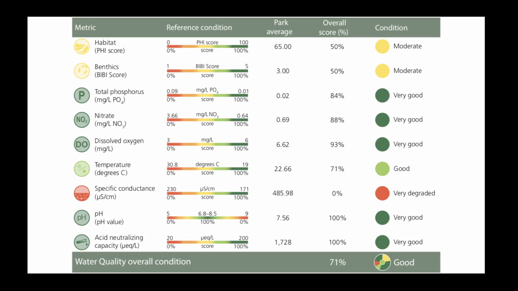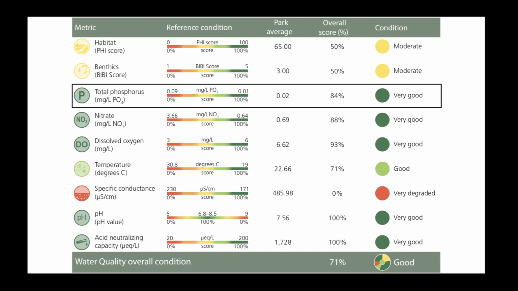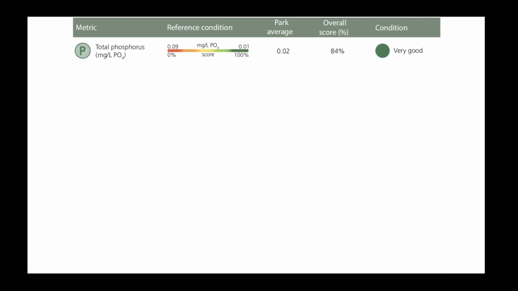I will use the total phosphorus indicator to show you how the scoring process works for a hypothetical sample park. For RAMS, this scoring process is applied to each indicator in each park. When we look at the reference condition for this indicator, the target reference condition is an average of 0.01 milligrams of phosphorus per liter of water. If there is 0.01 milligrams per liter of water or less in a stream, the indicator receives the best possible score, 100%.